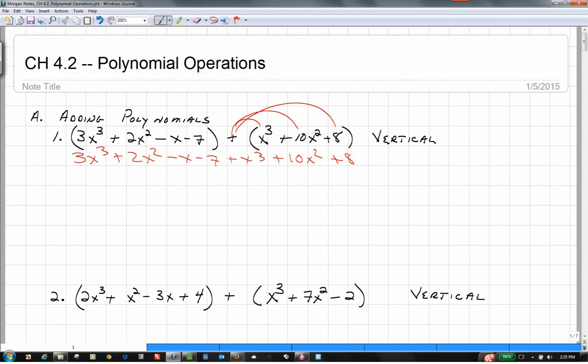So anything that's got a cube will combine. So I have a 3x cubed here and an x cubed there. That will be 4x cubed. A 2x squared and a 10x squared would be plus 12x squared. The minus x, and there's no other x's in the expression, so minus x. Then I have a minus 7 and a plus 8 would be plus 1.